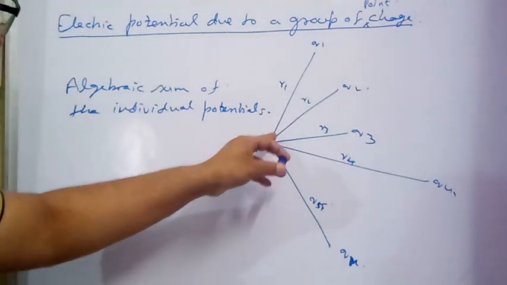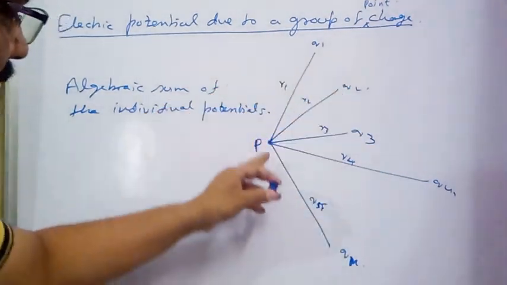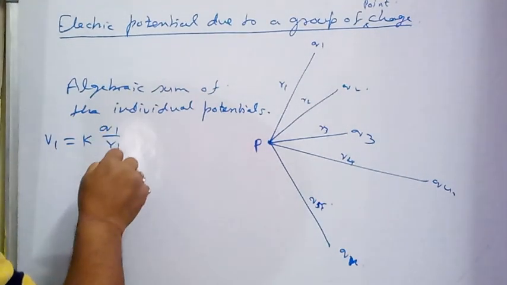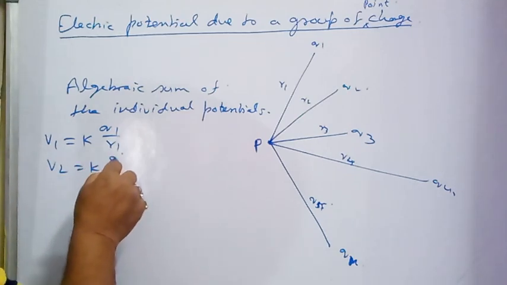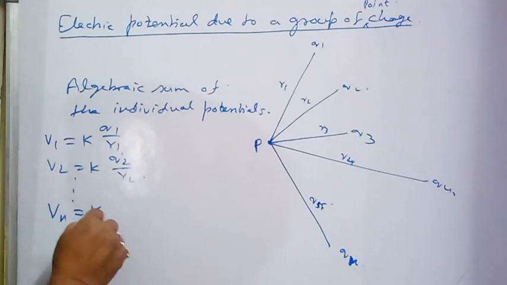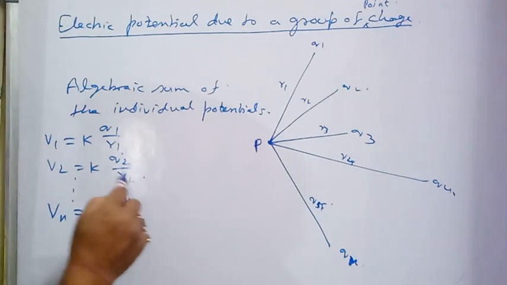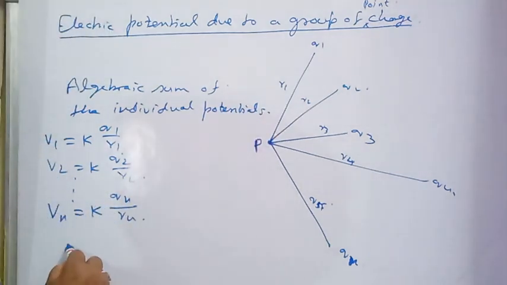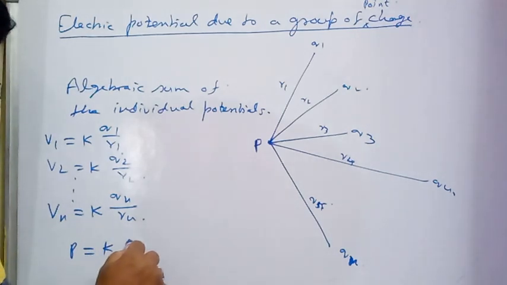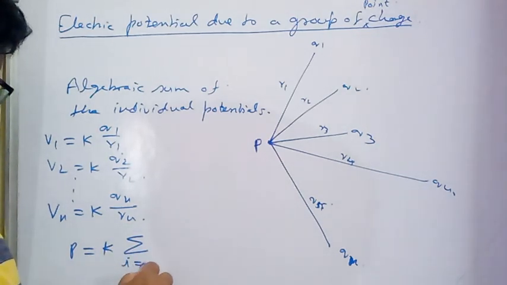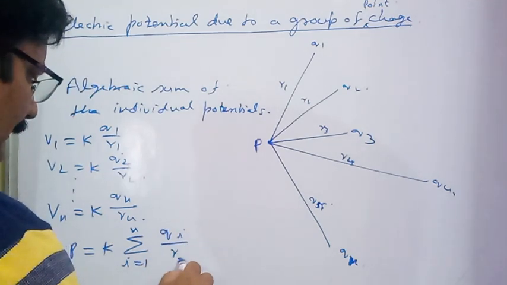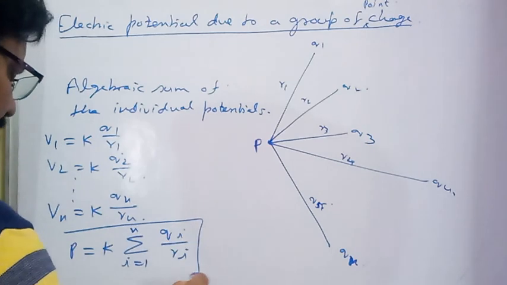So if the potentials due to the presence of these charges at point P are written as V1 equals k q1 by r1, V2 equals k q2 by r2 and so on, Vn is equal to k qn divided by rn, then what is the total potential at point P? It can be written as k summation i from 1 to n, qi divided by ri. This would be the expression.